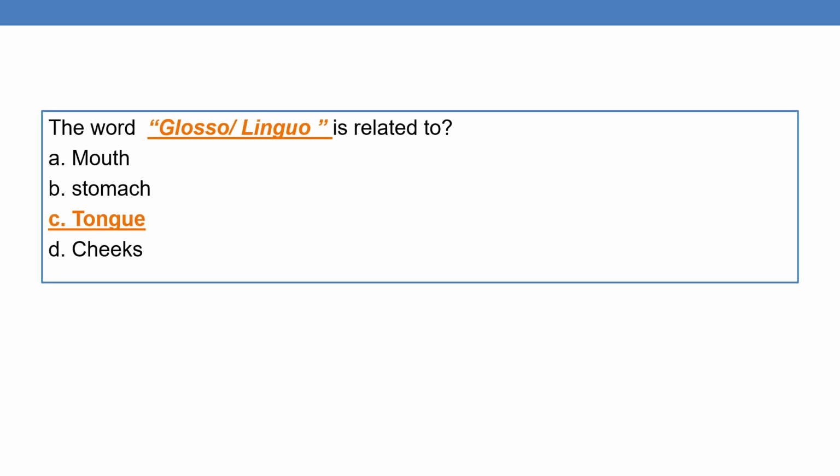The word glosso or linguo is related to glossitis. Glossitis means inflammation of tongue. So, glosso or linguo is related to tongue.